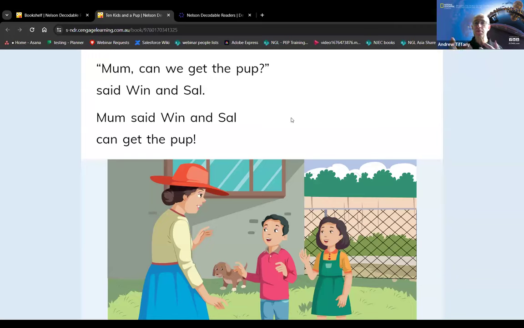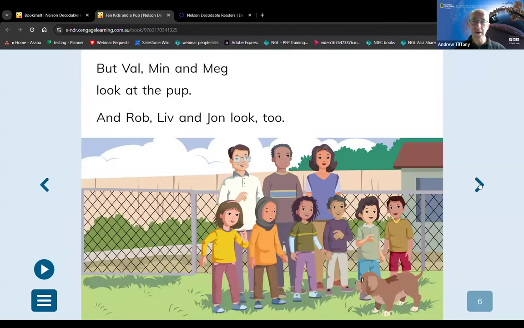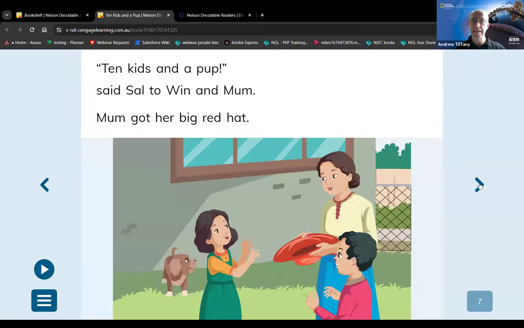Yeah. So these are ways we can get the students to think about some of these other social and emotional learning skills along with what's going on in the story as well, right? So there's always ways you can add more ideas into any story. Okay. Very good. So what actually happens? Everybody wants the pup. So what do they do? 10 kids and a pup.